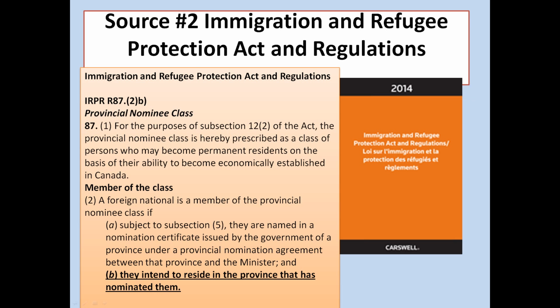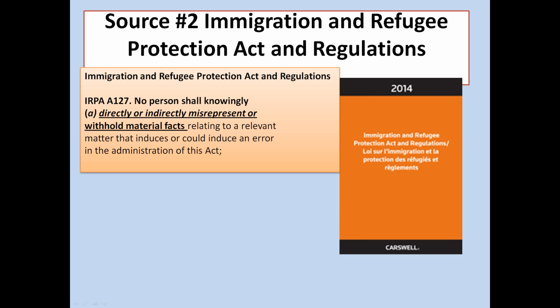You can take a look at IRPA. We have Regulation A87-2B, and they intend to reside in the province that has nominated them. Furthermore, IRPA Article 127, no person shall knowingly, directly or indirectly misrepresent or withhold material facts.